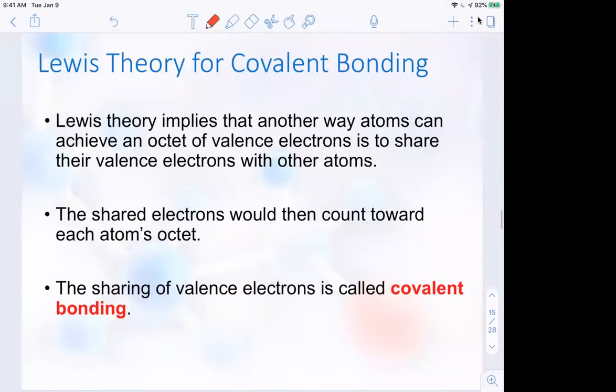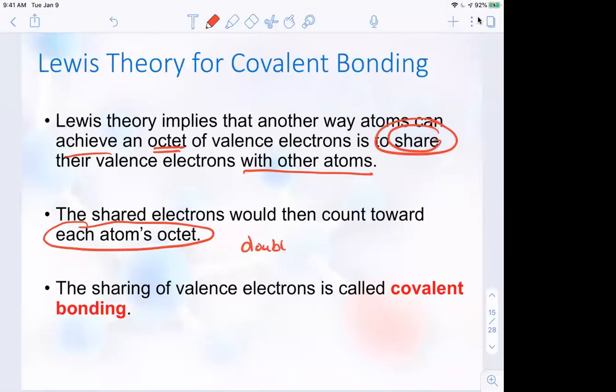Now, Lewis theory for covalent bonding involves sharing of electrons. Instead of transferring, I can achieve an octet by sharing electrons with other atoms. These shared electrons would then count towards each atom's octet. So basically, I'm going to double count those shared electrons. This model of forming a bond is called covalent bonding.